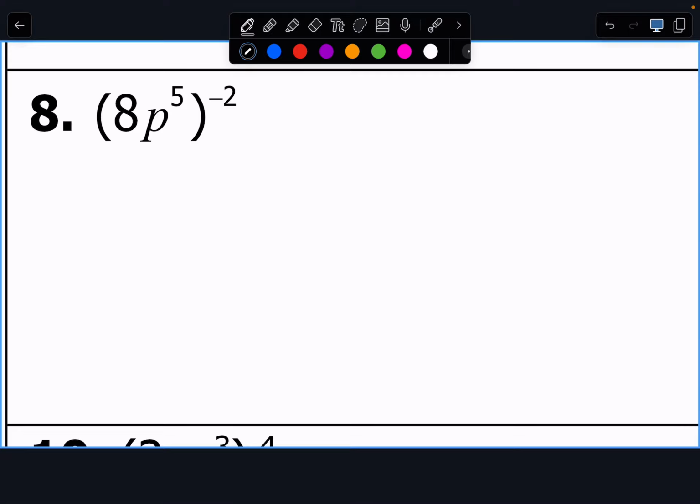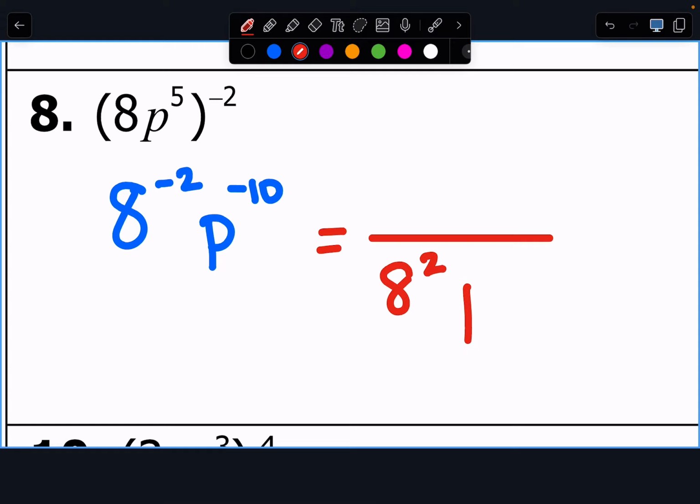So Ella's suggestion was that we take the exponent and we put it through just like we would with our power rule. Okay? Now, here's where people get confused. This is a negative exponent. What do we do with negative exponents? We don't panic. We put them on the other side of the fraction bar. So 8 squared has to move to the other side of the fraction bar. P to the 10th has to move to the other side of the fraction bar. So this is really 1 over 64 p to the 10th.